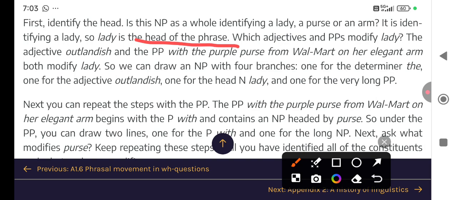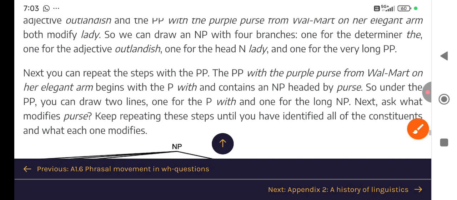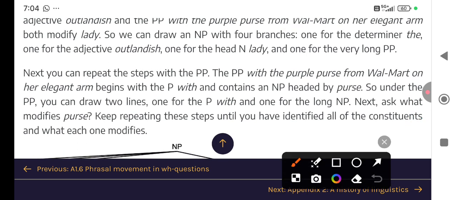Which adjectives and prepositional phrases modify lady? The adjective outlandish, right? This is the adjective. And the prepositional phrase with a purple purse. With a purple purse is a prepositional phrase. From Walmart on her elegant arm, right? So here both modify the lady. We can imagine outlandish lady with a purple purse in her arm.